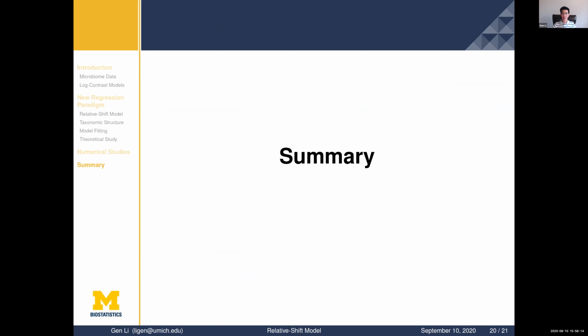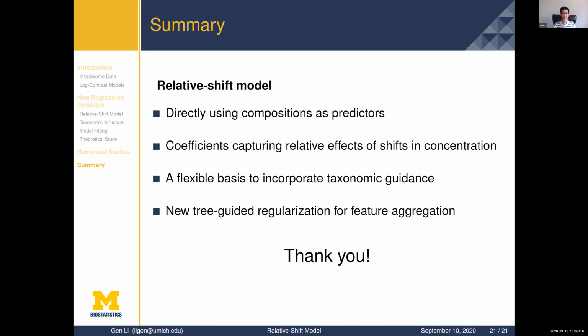For the interest of time, I'll briefly summarize. We came up with the relative shift model that directly uses compositions as predictors, and the coefficients capture the relative effects of shifts in concentrations. This new regression paradigm provides a flexible basis to incorporate additional structures such as a taxonomic tree, and we propose a new tree-guided regularization for feature aggregation. As I mentioned, this is a whole new regression paradigm for compositional data.